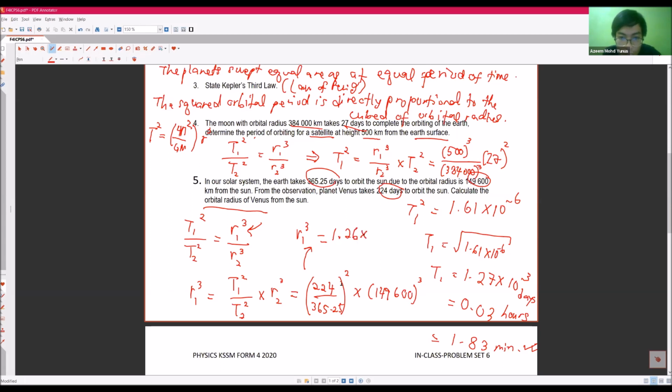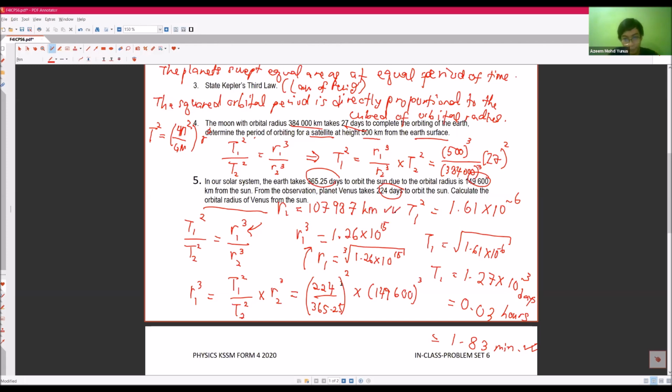So you get 1.26 times 10 to the power of 15. This is not the answer. We have to take the cube root. The answer is the cube root of 1.26 times 10 to the power of 15, and that is 107,987 kilometers.